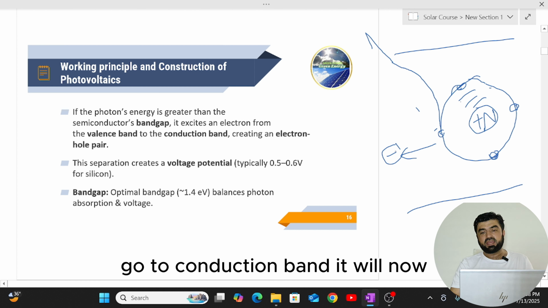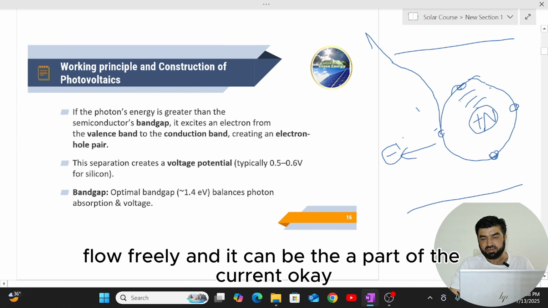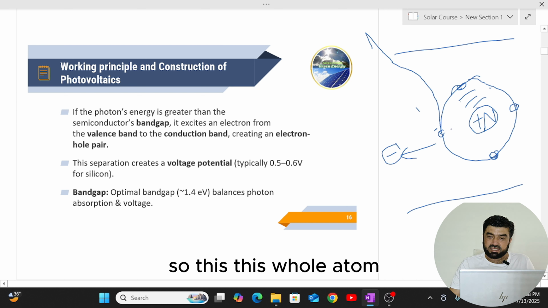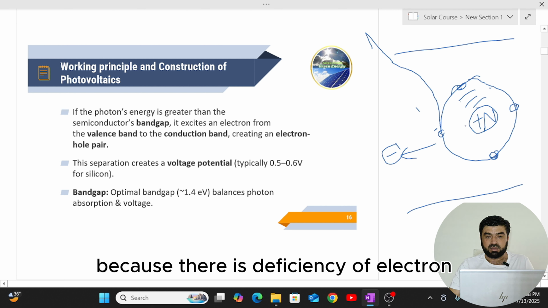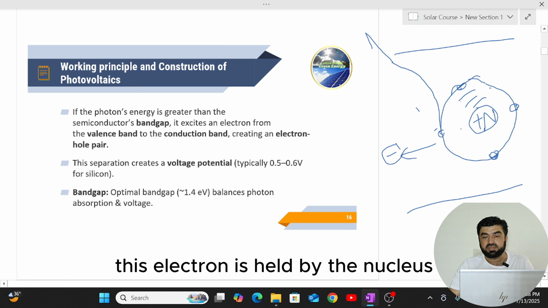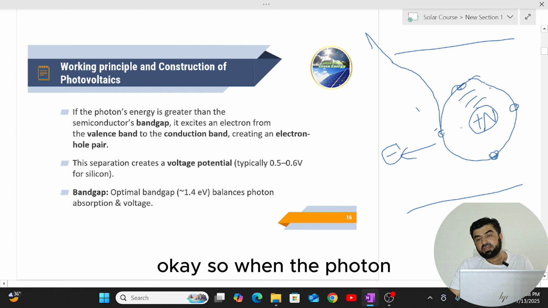It goes to the conduction band. It will now flow freely, and it can be a part of the current. And this hole will be left behind. So this whole atom, we call it a hole, or we consider it as positively charged because there is a deficiency of electron. This electron is held by the nucleus in the stable shell by the nuclear electrostatic force.